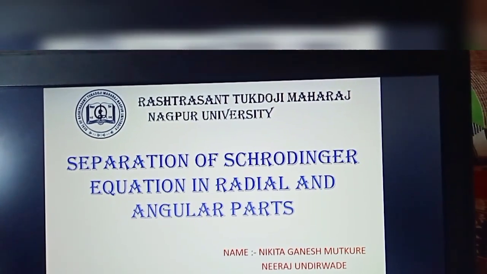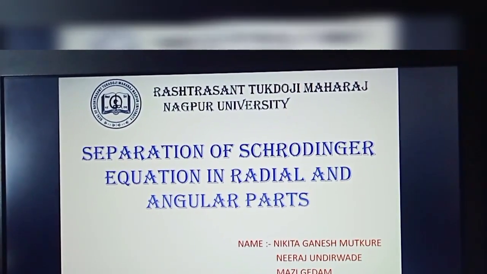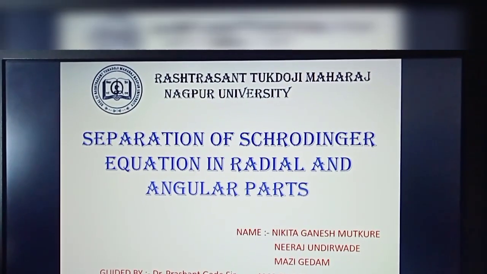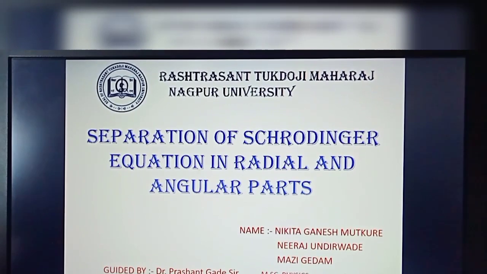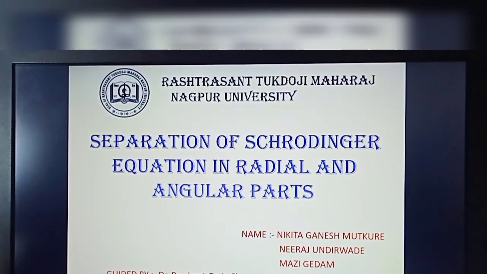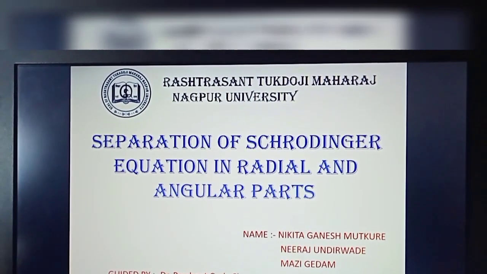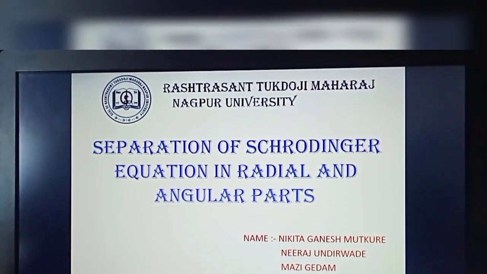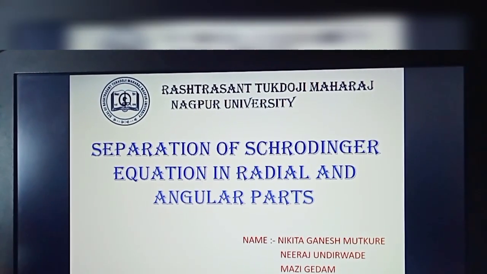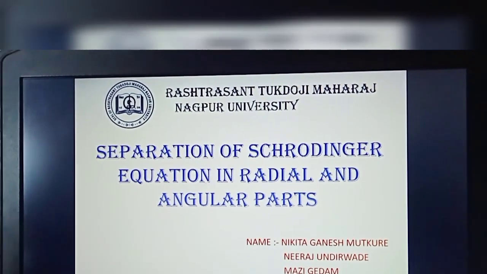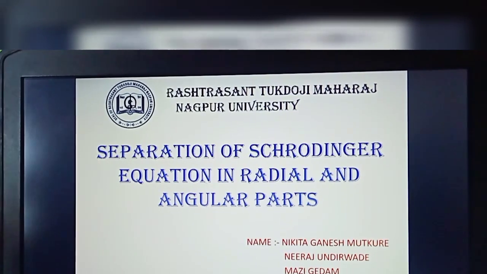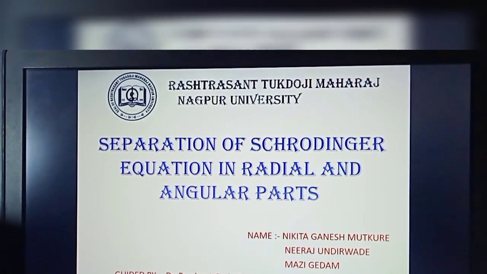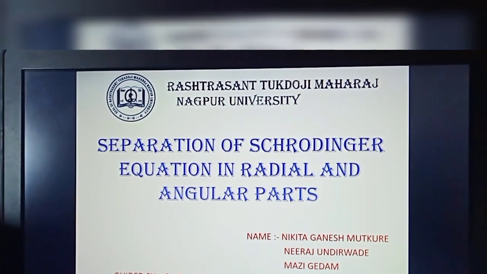It is the differential equation for the de Broglie waves associated with moving particles and describes the motion of particles. He introduced a function psi, which is the variable quantity associated with the moving particles and is a complex function of the space coordinates of the particle and the time. Today we are going to learn about separation of Schrodinger equation in radial and angular parts.